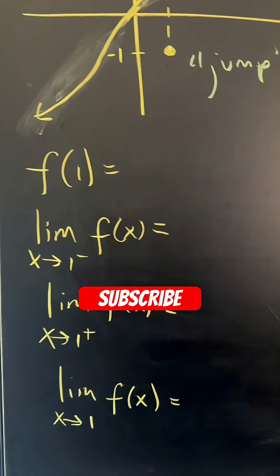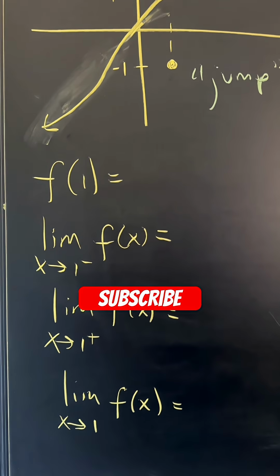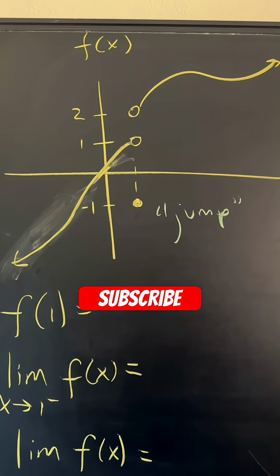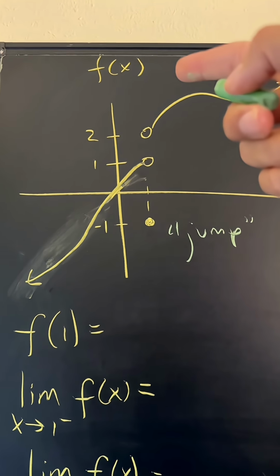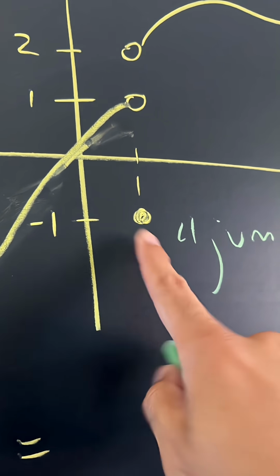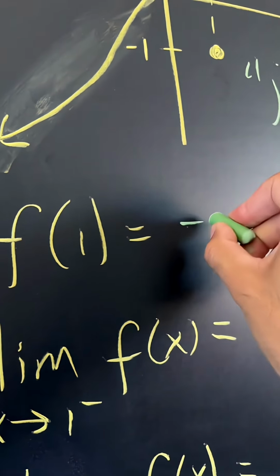How do we answer these questions? Well, we have f of 1. They want us to find the value when x is equal to 1. In this particular case, I want you to look at the graph and think about what the answer is going to be. Is it -1? Is it 1? Or is it 2? The answer is -1 because that's where the function is defined. That's the point that exists there. So we will say that f of 1 is -1.